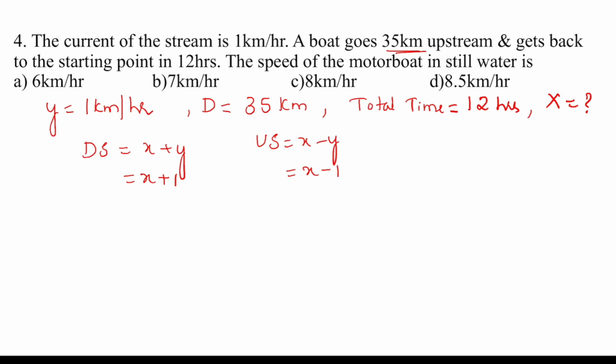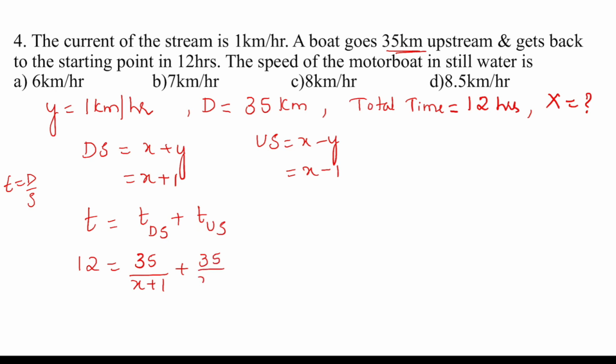Then we know that total time is equal to time to go downstream plus time to come upstream. Then total time is 12 hours. So time is what? Distance upon speed. So distance is how much? We know it is 35 kilometer, and downstream speed is x plus 1, plus 35 divided by x minus 1, isn't it? Now again don't solve this, because if you solve this it will become a quadratic equation and then you have to multiply here with x minus 1, here with x plus 1. Okay, it will become very lengthy.